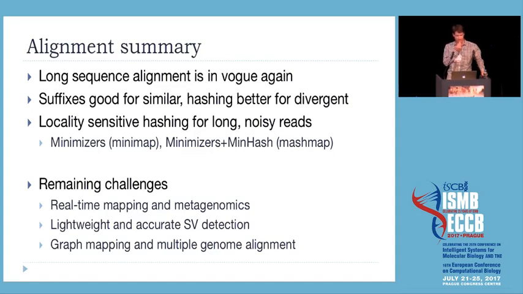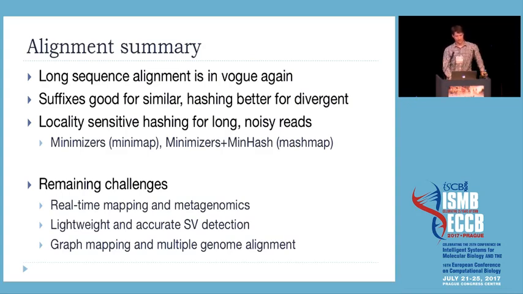Recently, Heng has added to Minimap 2, once you return these estimated regions of homology, he'll then perform a very rapid pairwise alignment. So if you want to do these kind of rapid dot plots and get rapid sequence alignments, Minimap 2 is a good option.